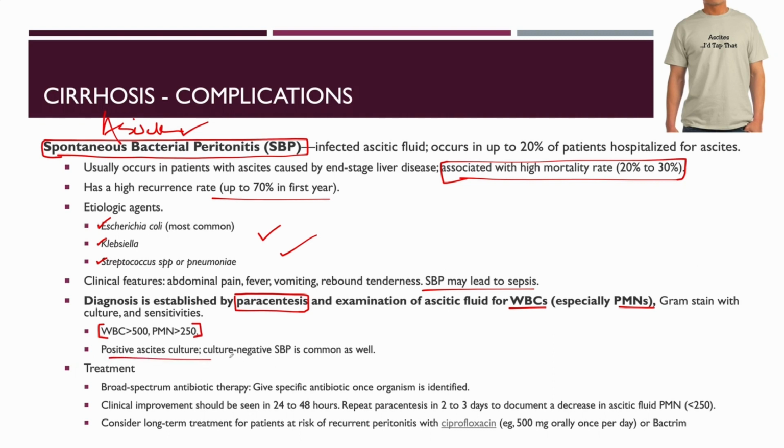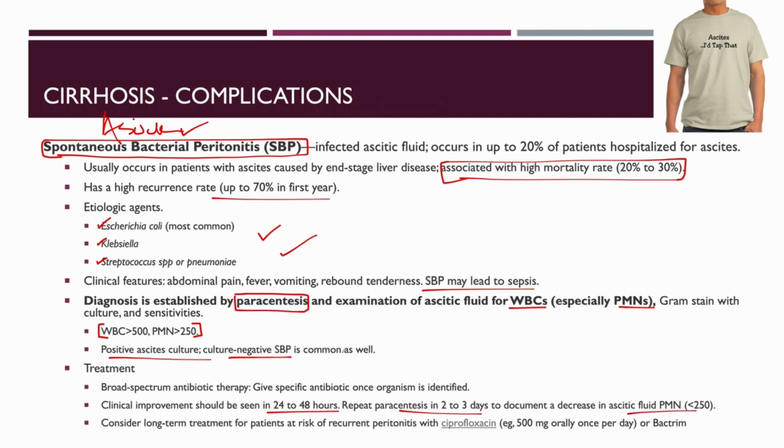But there are several culture negative SBPs as well. So we start them on broad spectrum IV antibiotics. Patients get admitted. And if it grows a culture, we can target the specific etiology. We should see clinical improvement. If not, we can repeat the paracentesis to see that the PMNs are decreasing.